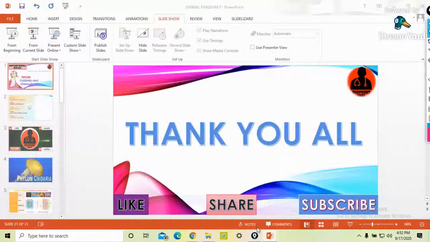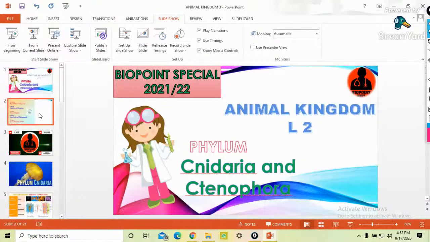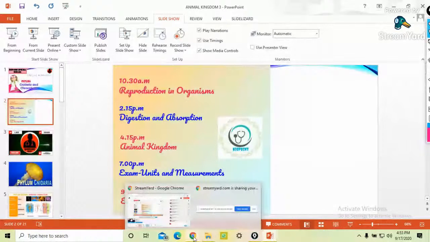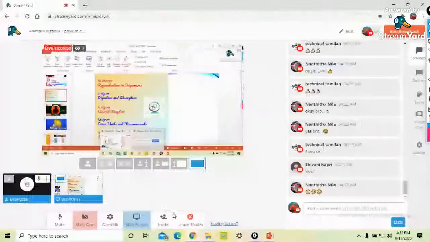This is the schedule. At 7 p.m. we have Units and Measurements, and at 9 p.m. Living World. So score well, study with equal weightage for physics and chemistry along with biology. And that's all for today.